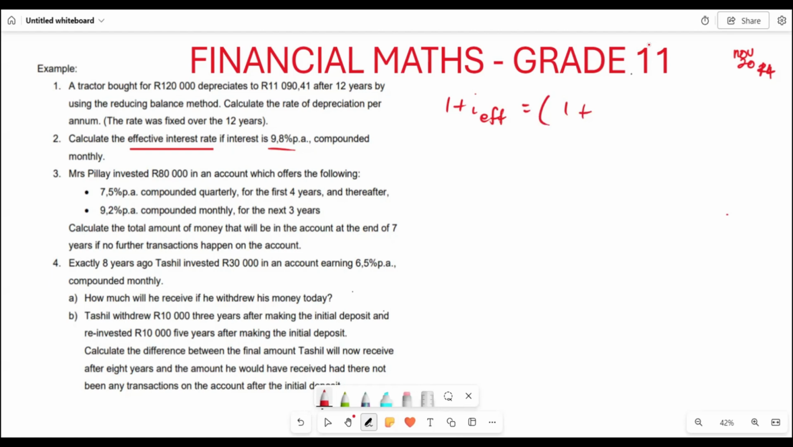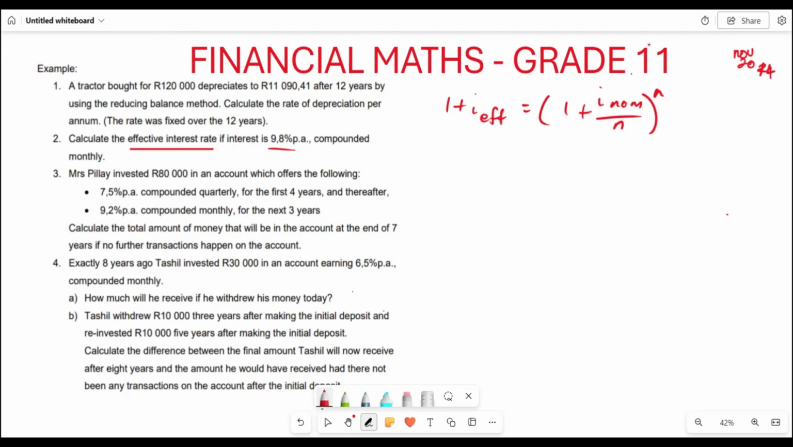Same as 1 plus I nominal over your n, to the power of n. So basically that's going to be the formula that you're having, right? But since we are looking for the I effective, we can literally just transpose this one to the other side, right?